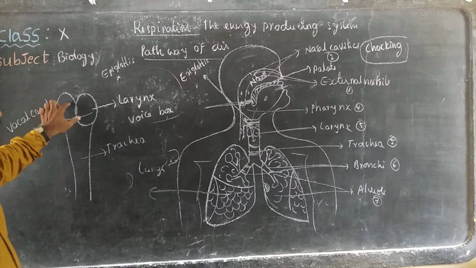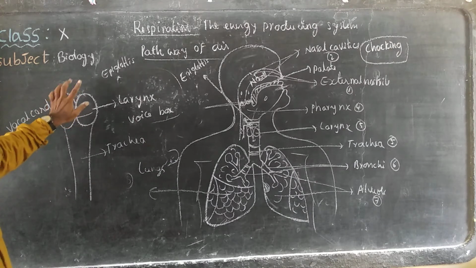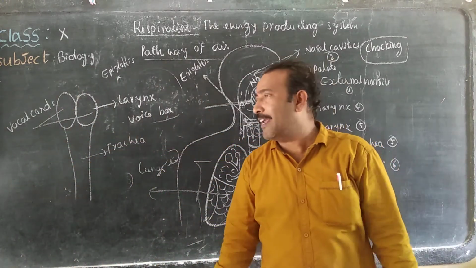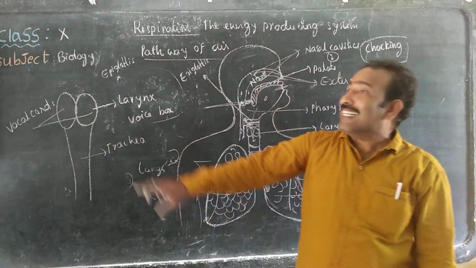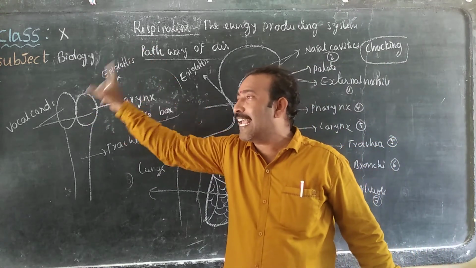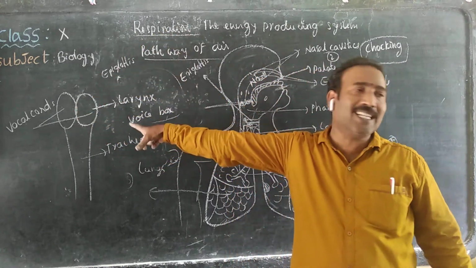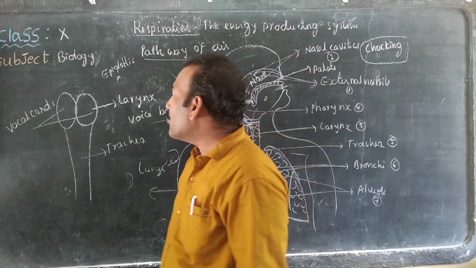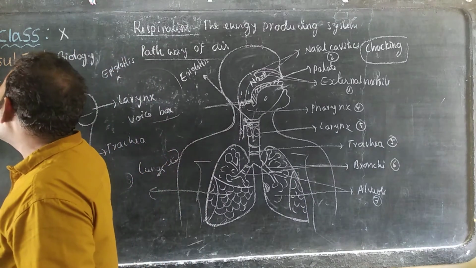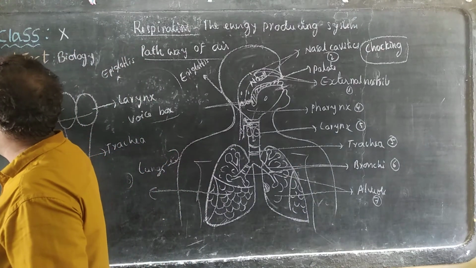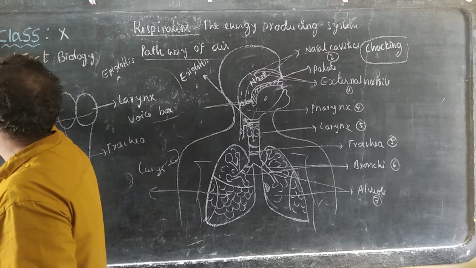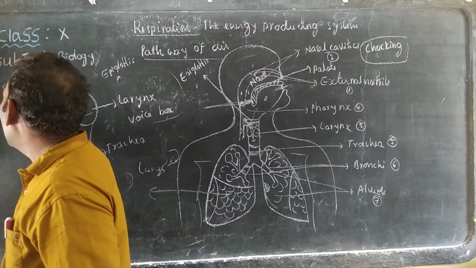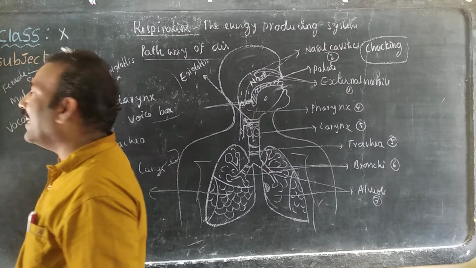Look here, the sounds produced by male and female human beings are different. You know why? The size and the shape of the vocal cords are different between the male and the female human being. In the female human being, vocal cords are small in size. In male, vocal cords are large in size.